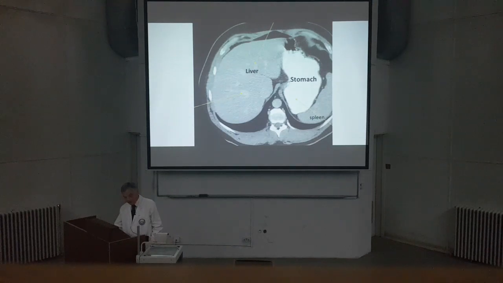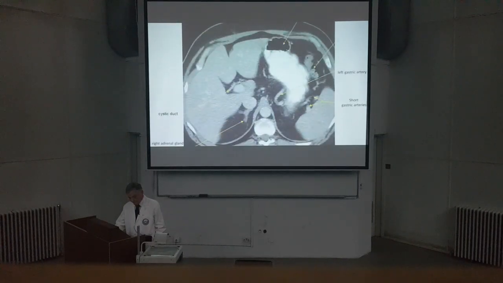And this is the spleen. So the question is, where is the stomach in the upper part of the abdomen? It is between liver and spleen. Again, this is the stomach.